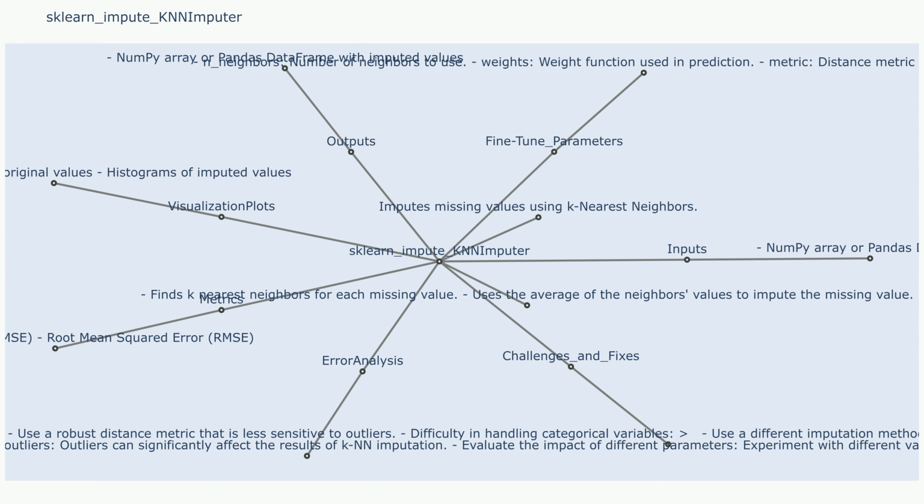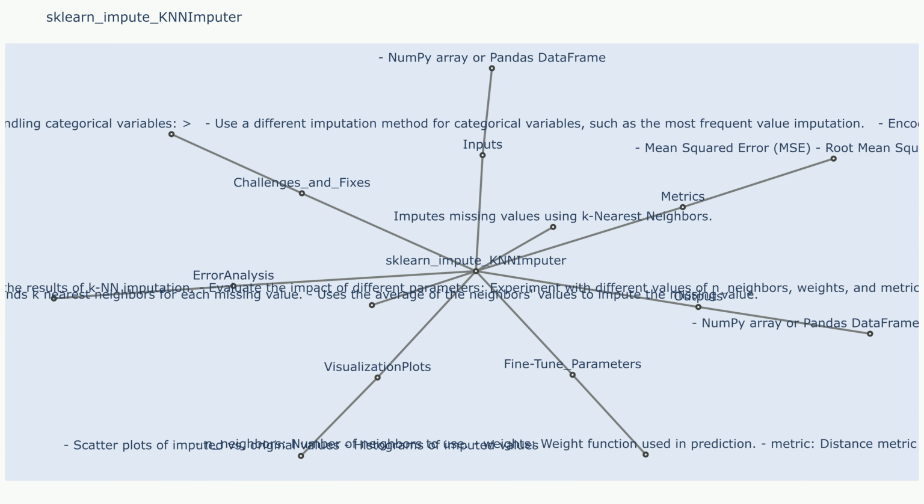Uncertainty methods. Confidence intervals: you could calculate confidence intervals around the imputed values to indicate the level of uncertainty associated with the imputation. Ensemble methods: use multiple KNN imputers with different parameters and combine their predictions to estimate the uncertainty.